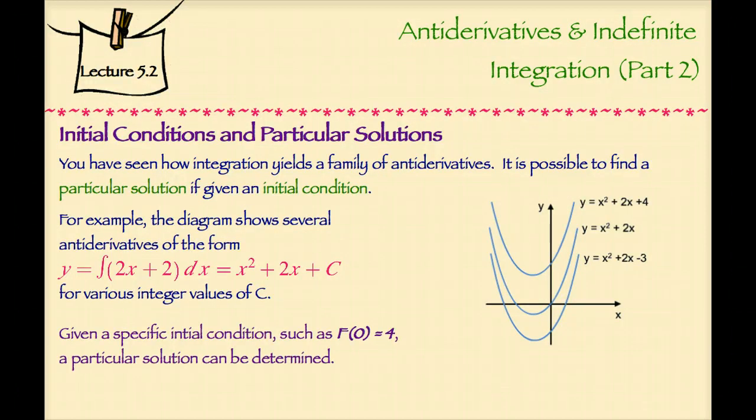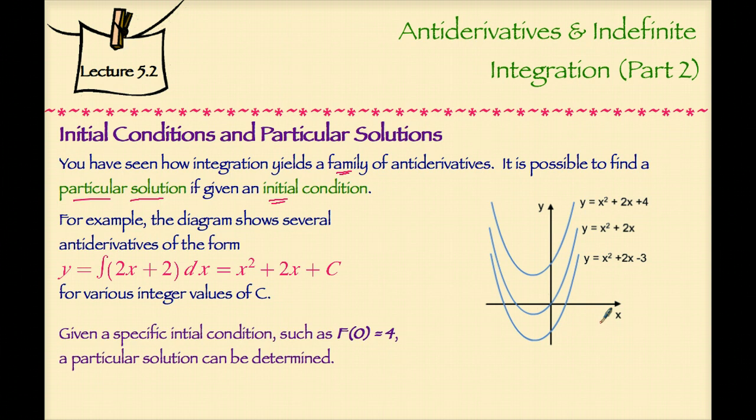In the previous lecture, we saw how integration yields a family of antiderivatives. But it is possible to find a particular solution out of the infinite solutions we find if given an initial condition. An initial condition is usually just a point on the curve.